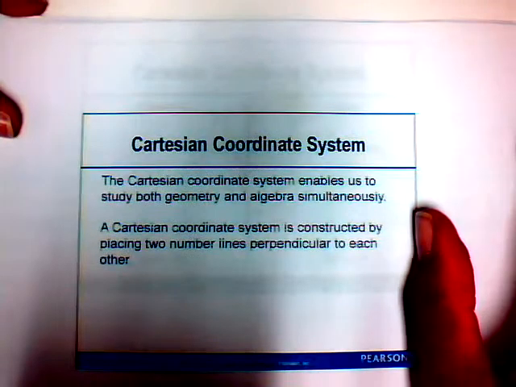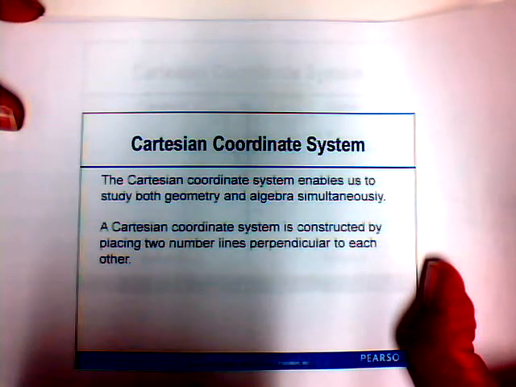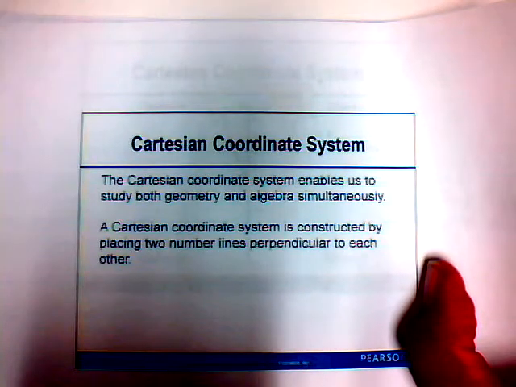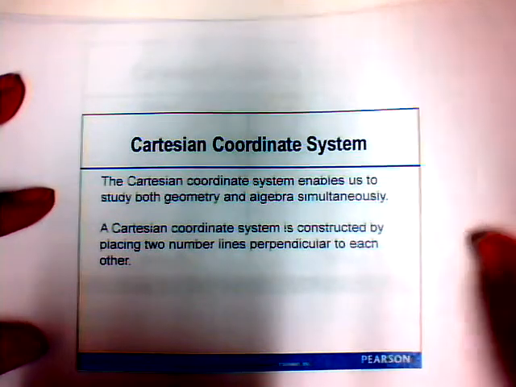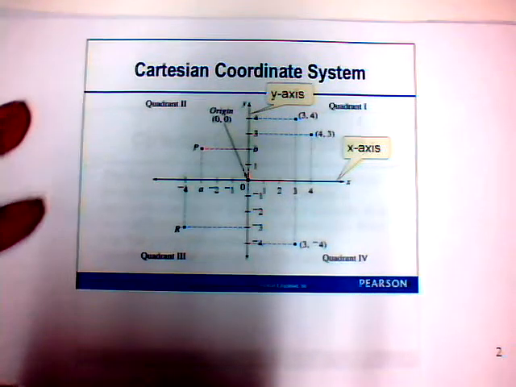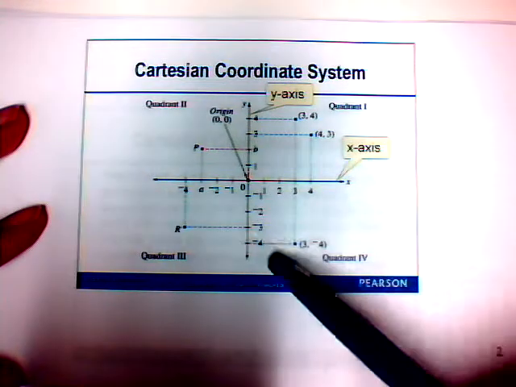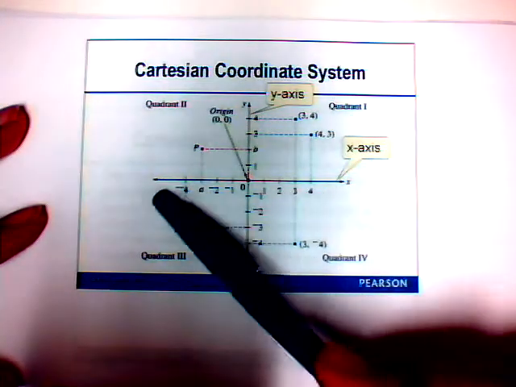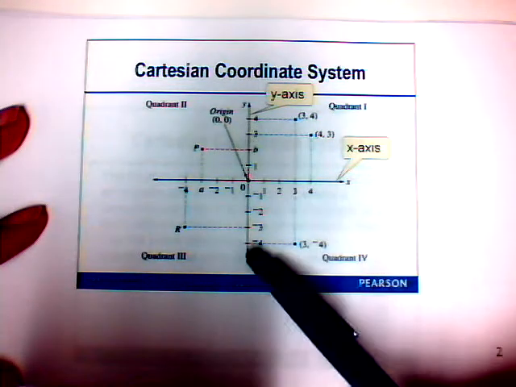We'll first talk about what the Cartesian coordinate system is and what it looks like. The Cartesian coordinate system enables us to study both geometry and algebra simultaneously. It is constructed by placing two number lines perpendicular to each other. So what you're going to see here is a Cartesian coordinate system that looks like this. You have two number lines that are perpendicular to each other. You have a horizontal axis that goes straight across and a vertical axis that goes straight up and down.